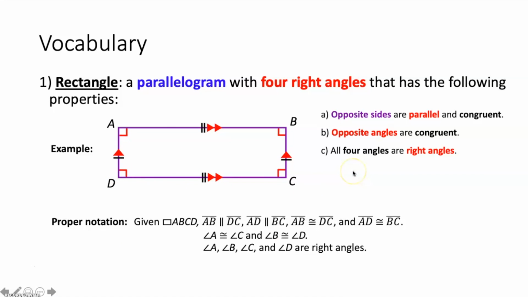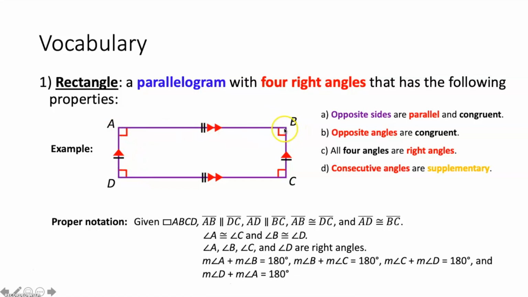The next property of a rectangle would be that consecutive angles are supplementary. And that makes sense, right? If all angles are 90 degrees, then obviously consecutive angles, angles that share a side, would have to add together to equal 180 degrees. 90 plus 90 is 180. That means that the measure of angle A plus the measure of angle B is 180. The measure of angle B plus the measure of angle C is 180. The measure of angle C plus the measure of angle D is 180. And the measure of angle D plus the measure of angle A is 180 degrees.